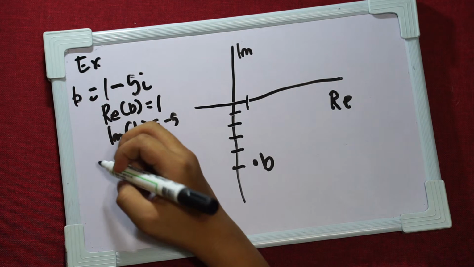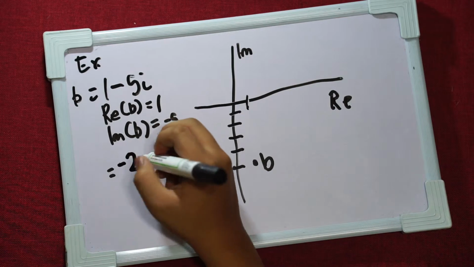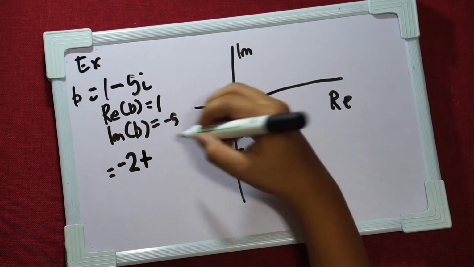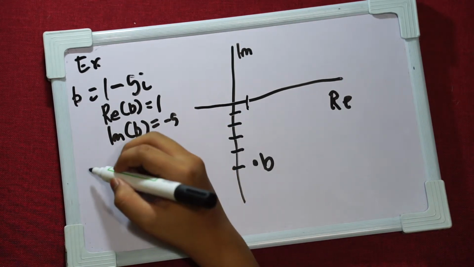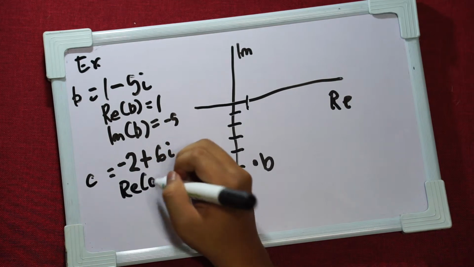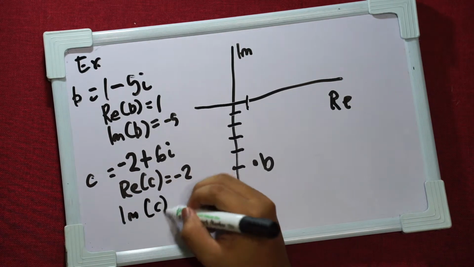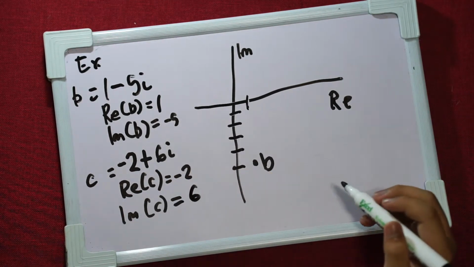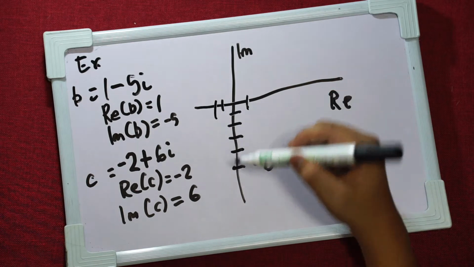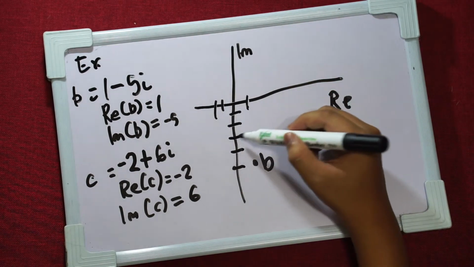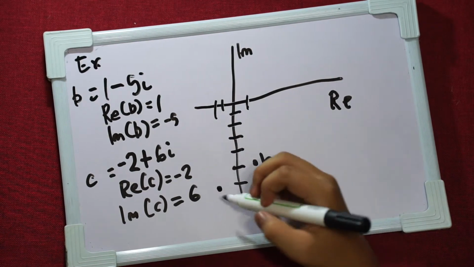Another example is negative 2 plus 6i. The real part of c is -2, and the imaginary part of c is 6. So when we plot this, the real part is -2, so 1, 2, and the imaginary part is 6, so 1, 2, 3, 4, 5, 6. It would be here. This is c.